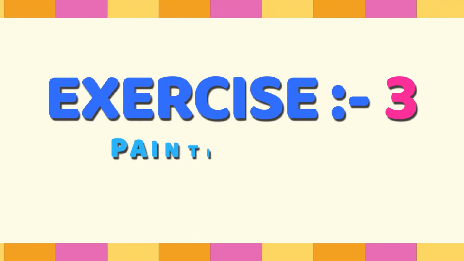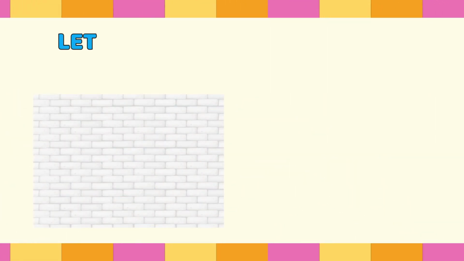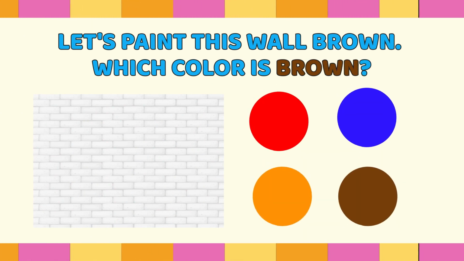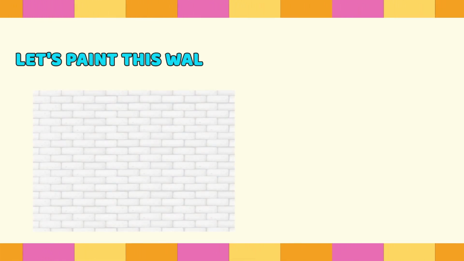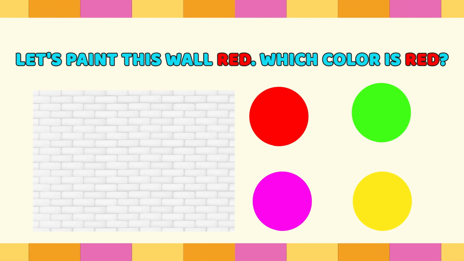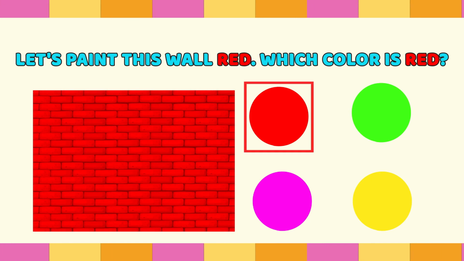Exercise 3. Painting the wall. Let's paint this wall brown. Which color is brown? Good job! Let's paint this wall red. Which color is red? Good job!